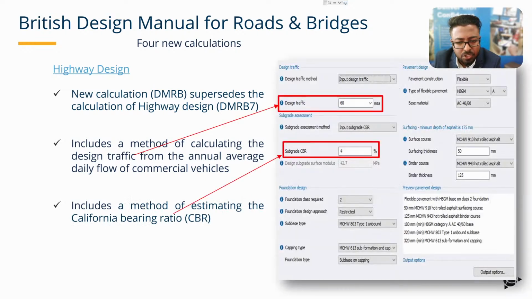The highway design includes the TEDS library where you can now calculate the design traffic from the annual average daily flow of commercial vehicles in accordance with the method outlined in DMRB 224 traffic assessment. The design traffic assessment can also individually be assessed as a separate calculation document, which is included in the TEDS inbuilt library. Also, the method of calculating the California bearing ratio is included in this, which is widely used to determine the strength of the roads. California bearing ratio is a test that is used to understand the strength of the subgrades.